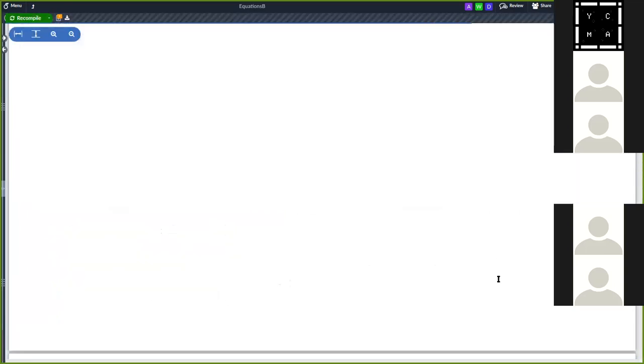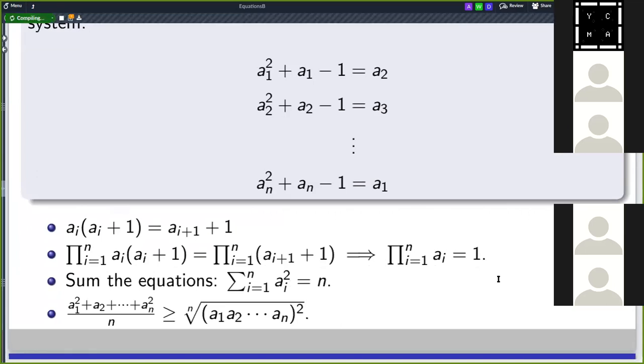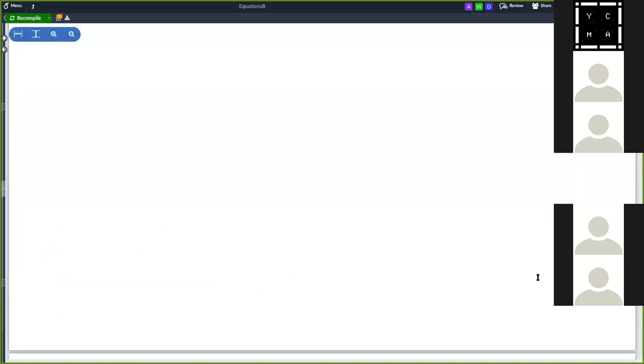So from AM-GM, we can write that (a1 squared plus a2 squared all the way up to an squared) over n is greater than or equal to the nth root of a1, a2, all the way up to an. And we know the product of all of them is just 1. So the right side is 1, and we know the sum of the squares is n, so the left side is n over n, which is also 1. And so now this means that we have the equality case. In the equality case, we have to have that a1 squared equals a2 squared equals a3 squared, and so on. That's the equality case of AM-GM.